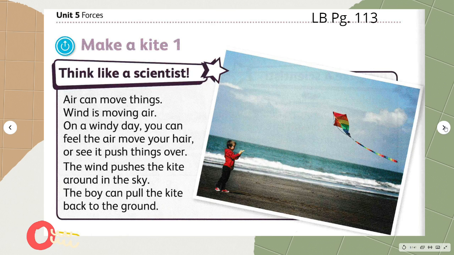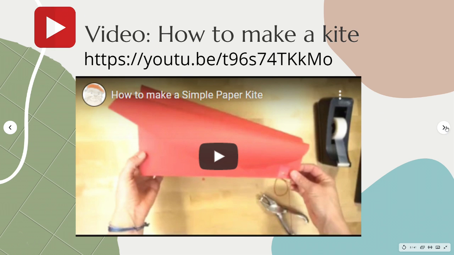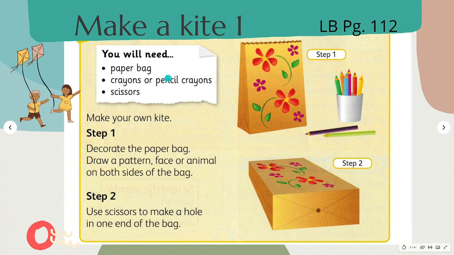Now, we will make our own kite, okay? So, you will need a paper bag, crayons or pencil crayons, and scissors. Step 1, you will decorate the paper bag. You can draw a pattern, face or animal on both sides of the bag, or anything that you want to decorate your paper bag. Now, for step 2, use scissors to make a hole in one end of the bag.